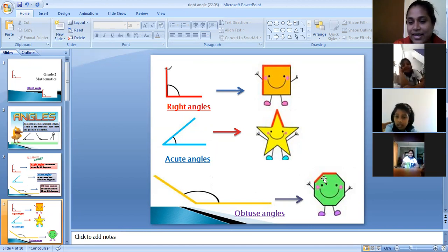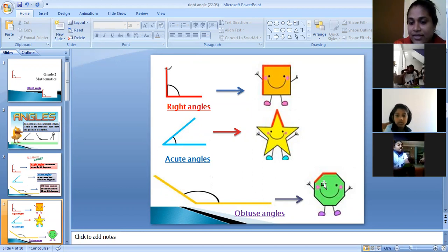There is an angle here. Can you see? Now tell me whether it is exactly 90 degrees, or less than 90 degrees, or more than 90 degrees. This corner. More than 90 degrees. Yes, very good. It is more than 90 degrees.